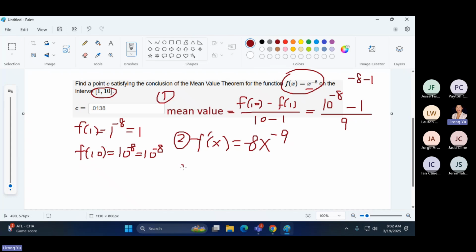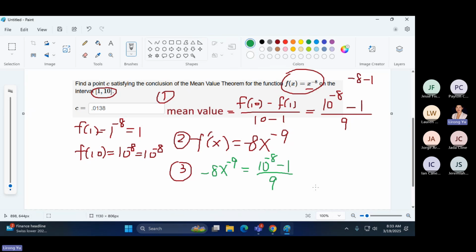And step 3 is we're going to set them equal. Basically, you're saying f prime of c equals the mean value. We have the mean value, we have the derivative, all we have to do is set them equal. So it looks like this. This is our equation: our derivative, negative 8 x to the power negative 9, equals 10 to the negative 8 power minus 1, over 9. Okay, so solving for c means we have to solve for x in the whole equation. Are we okay right now? You can see this is the kind of equation that has only one x value.